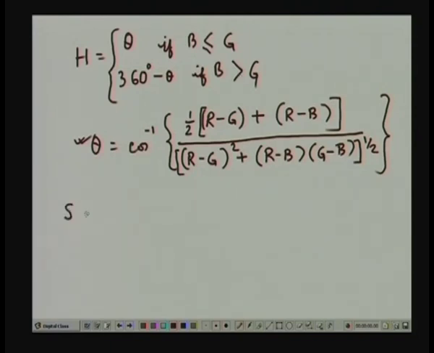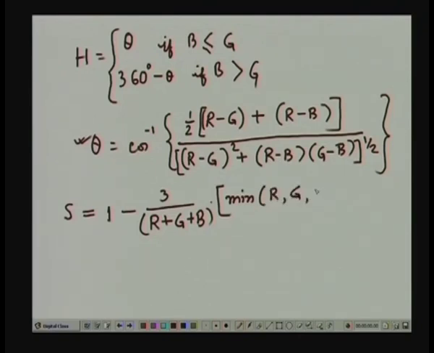Similarly, following the same geometry, we can find out that the saturation is given by 1 minus 3 divided by R plus G plus B, into minimum of R, G and B, and the intensity is simply given by 1/3 into R plus G plus B. So, from this red, green and blue components, we can very easily find out the hue, saturation and intensity components.